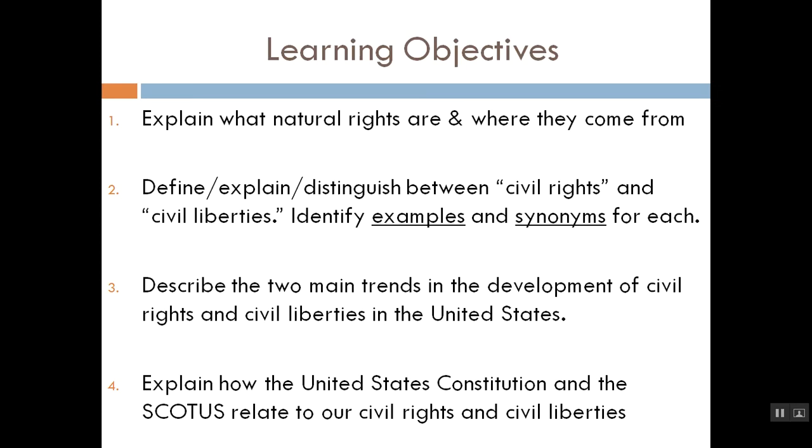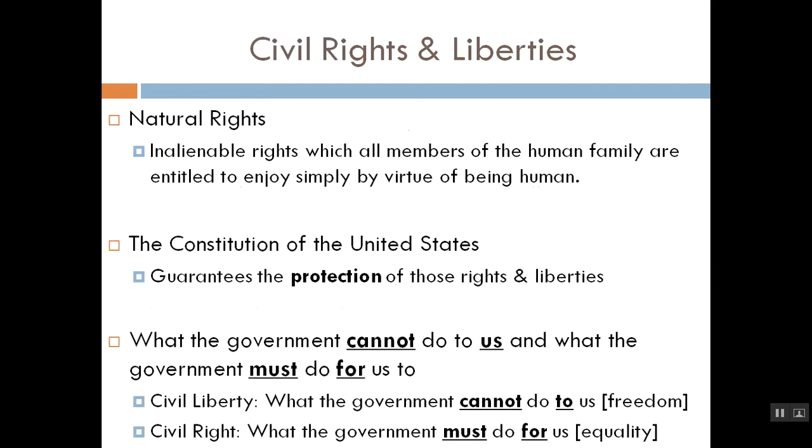And then finally, learning objective number 4 asks for you to explain how the United States Constitution and the United States Supreme Court, on the one hand, are related to our civil rights and civil liberties on the other hand. So let's go ahead and get started by talking about natural rights.